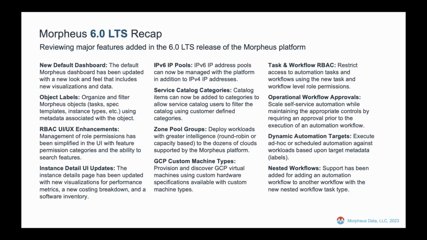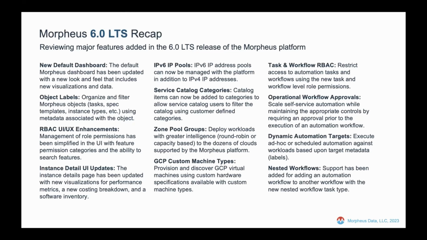There's a number of updates to role-based access control for the 6.0 LTS release that included things like permission categories, the ability to search for specific features to enable our administrators to have a more simplified experience as it relates to management of roles and the role-based access permissions. The instance detail UI was updated to include new visualizations as well as visualizing new data, well, technically existing data that just needed to be surfaced into that particular part of the Morpheus UI.